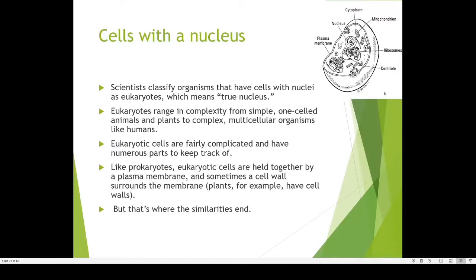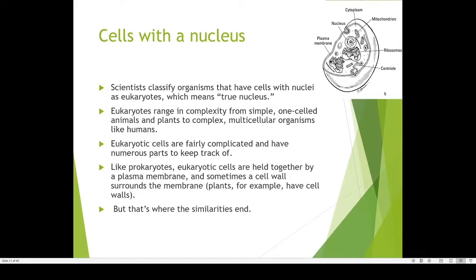So, cells with a nucleus. Scientists classify organisms that have cells with nuclei as eukaryotes, which means true nucleus. Eukaryotes range in complexity from simple one-celled animals and plants to complex multicellular organisms like humans. Eukaryotic cells are fairly complicated and have numerous parts to keep track of. Hence, that's the reason why we keep on studying it again and again.